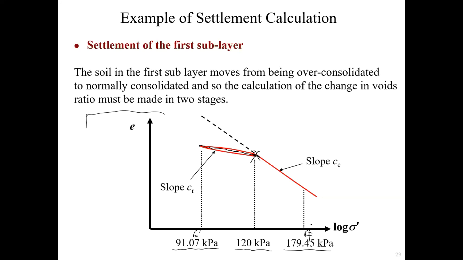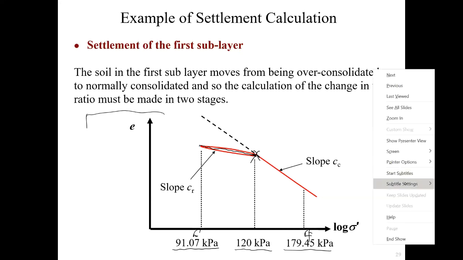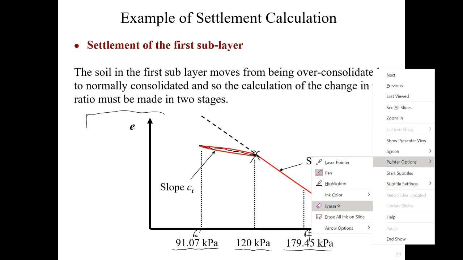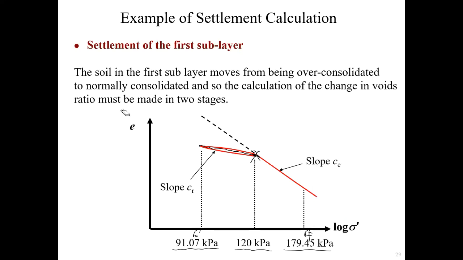So now, which scenario does this one belong to? This belongs to the scenario from the OC soil to the NC soil. So obviously we need to use the third or the last formula for the calculation. We need to calculate the change in void ratio in 2 stages, both the over-consolidation stage and also the normally consolidated stage. And we are going to use the third formula in the previous slide. Is that clear? This one?